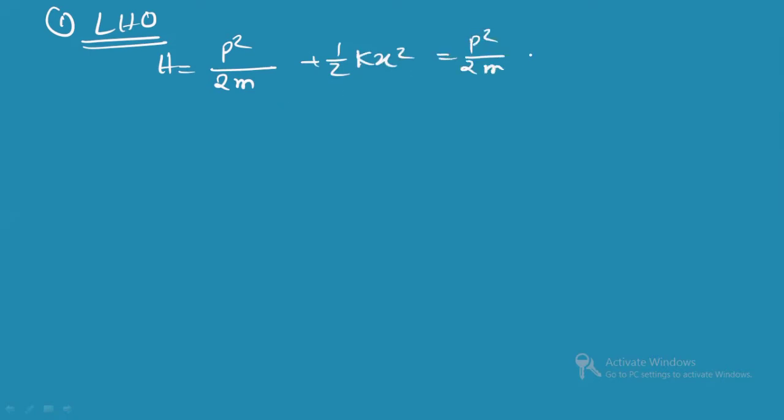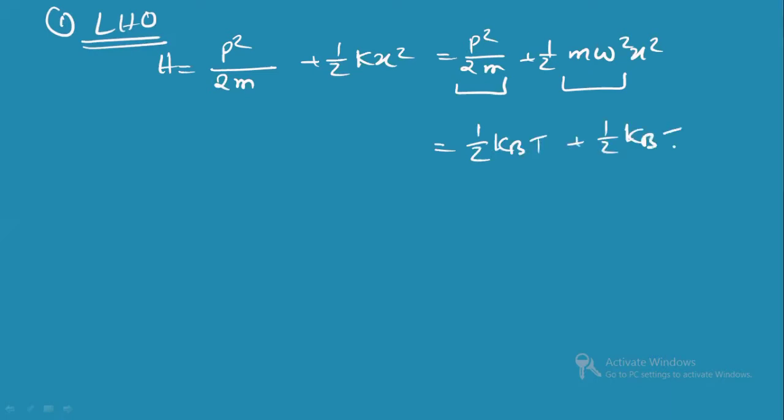P square by 2m plus half m omega square. I can write Ks m omega square. So you see here, this is one quadratic term, this is the other one. So we know with each quadratic term, the energy contribution is how much? Half kBT. So the first will come half kBT, and the second term also will come as half kBT. So as a whole, the contribution is how much? kBT. This is the total. This is the total energy, right? You can say it as internal energy, thermal energy, whatever.